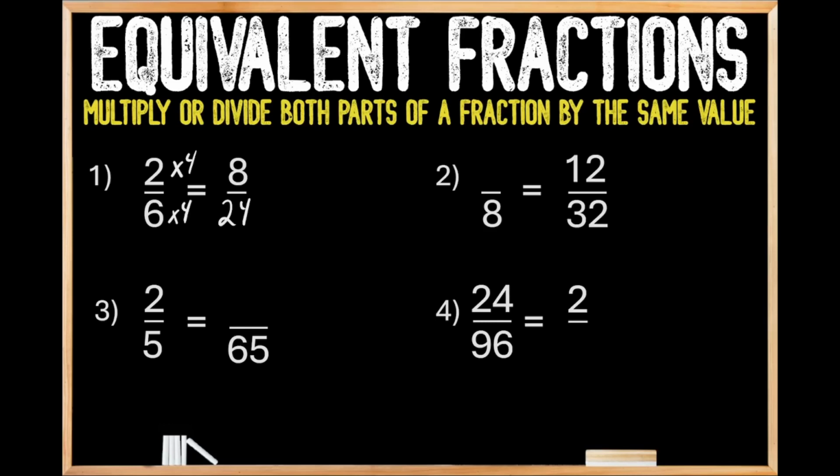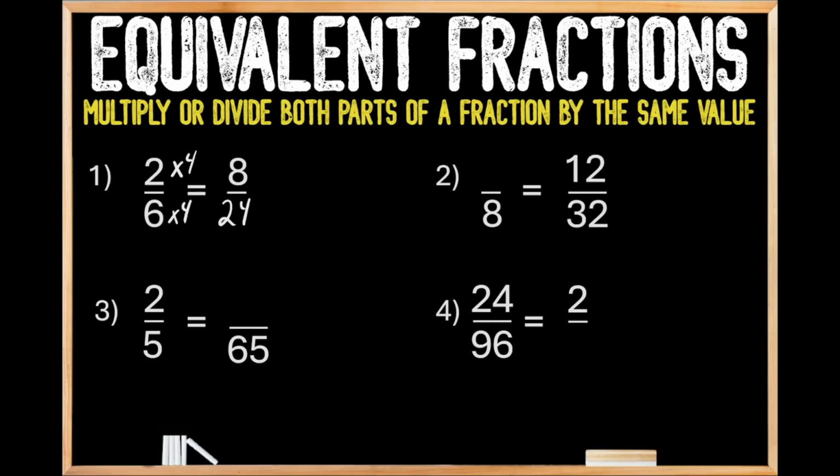Now moving on to question number 2, where this time we're being asked to find the missing number in our equivalent fractions of something over 8 is equivalent to 12 over 32. So remembering from our first problem that in order to write an equivalent fraction, we're going to either multiply or divide both parts of the fraction by the same value. And here we've already been given the value of our denominators.